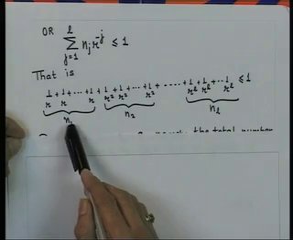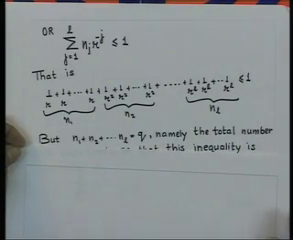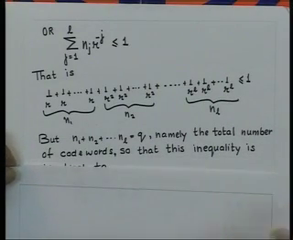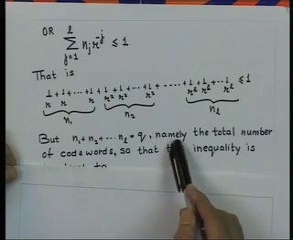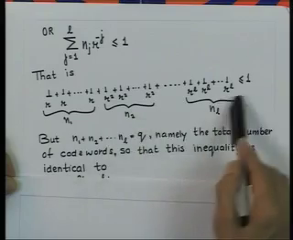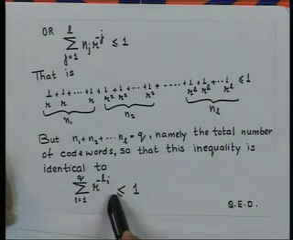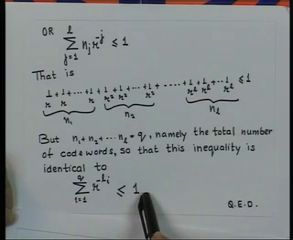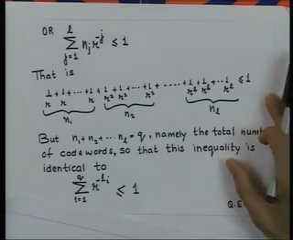Now, the summation n1 plus n2 plus up to nL should be equal to q, that is the size of the source alphabet. So, n1 plus n2 plus up to nL is equal to q, the total number of code words. So, the inequality which I have written here is identical to writing the summation of r^(-Li) less than or equal to 1. So, this is a proof for the necessity part of the Kraft inequality.